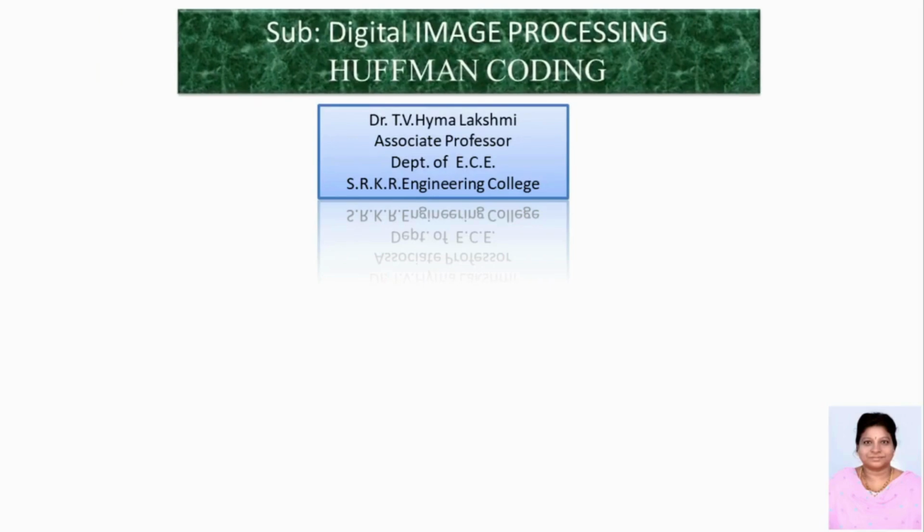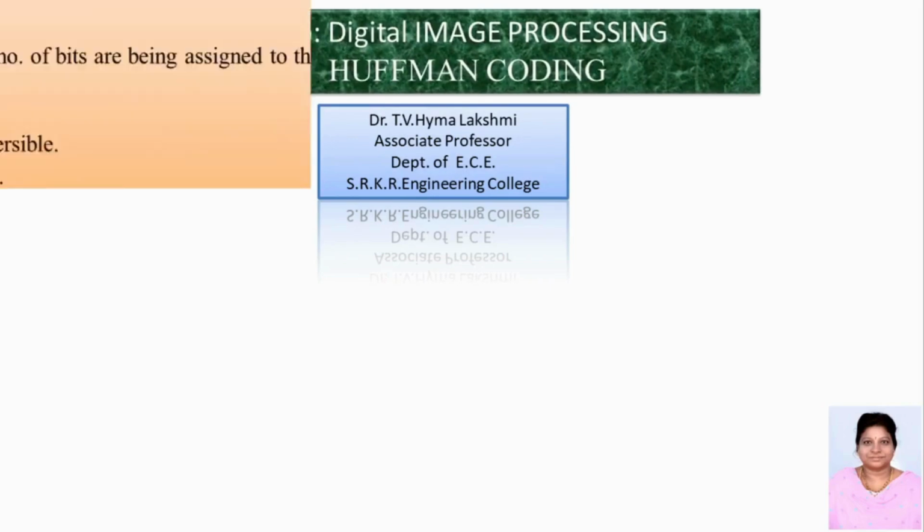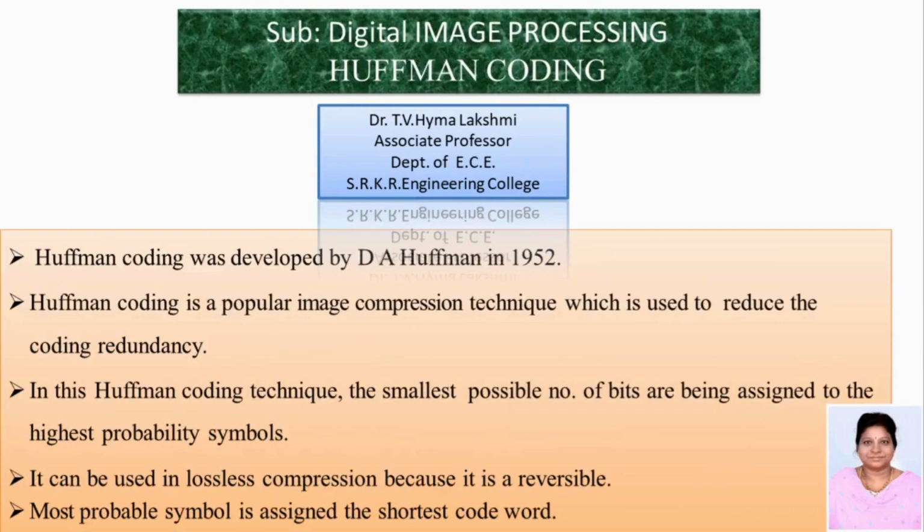In this lecture, I would like to discuss Huffman coding. This Huffman coding was developed by D.A. Huffman in 1952. Huffman coding is a popular image compression technique which is used to reduce the coding redundancy. In this Huffman coding technique, the smallest possible number of bits are assigned to the highest probability symbols. It can be used in lossless compression because it is reversible.